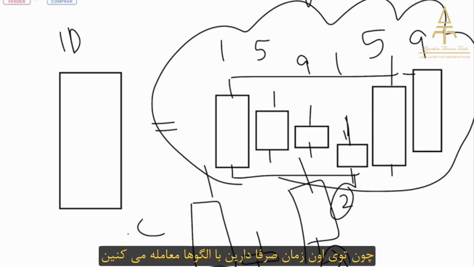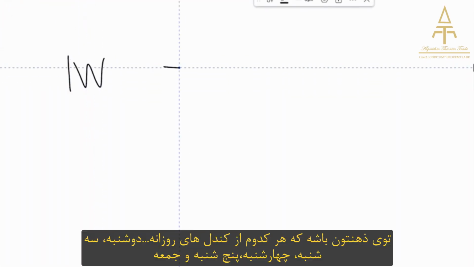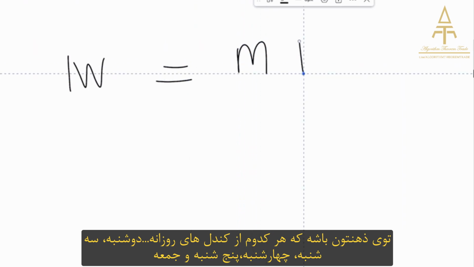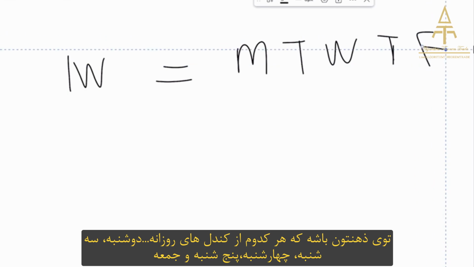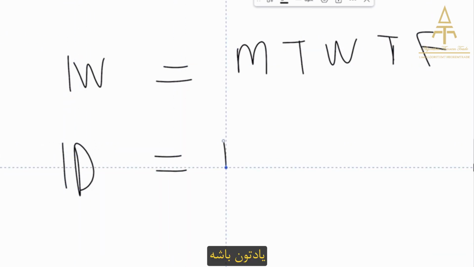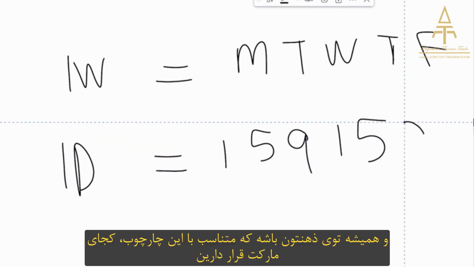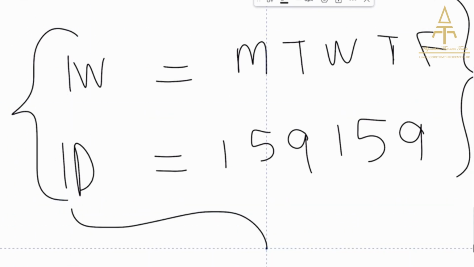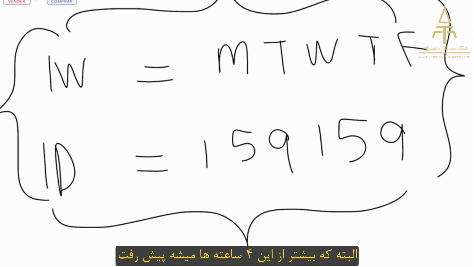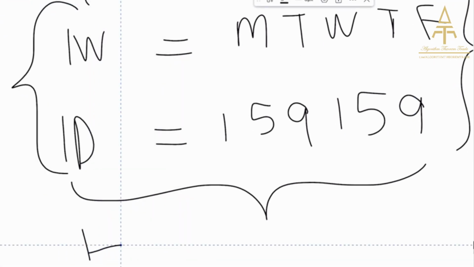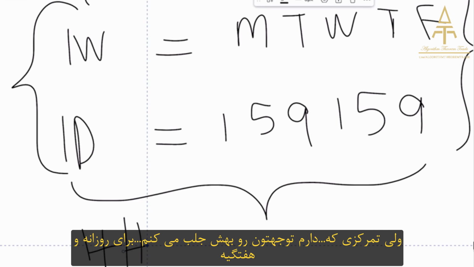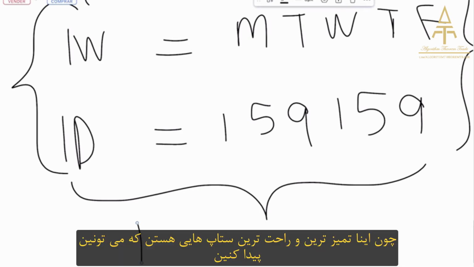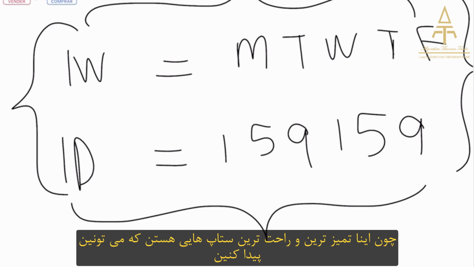Because without time, you're simply pattern trading, right? You need to bear in mind that if you're trading the weekly candle, bear in mind each of the daily candles: Monday, Tuesday, Wednesday, Thursday, Friday. If you're trading the daily candle, bear in mind 159, 159, and always keep in mind where you are relative to this framework, right? Of course, there's the 4 hour and its divisions, but the focus I'm going to draw your attention to is the daily and weekly, because these are the smoothest, most clear setups you'll find.